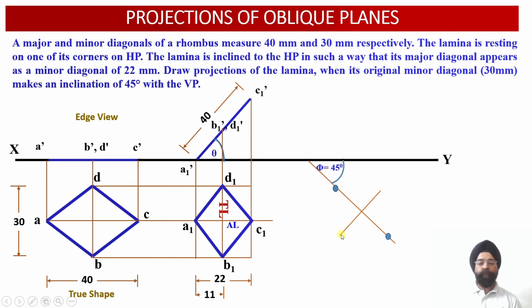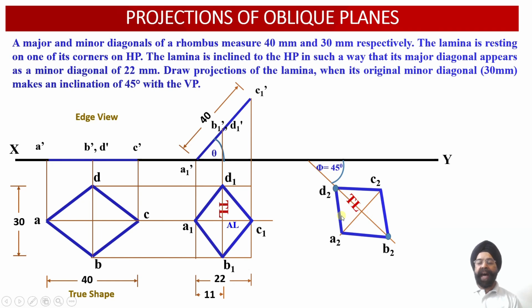So all the 4 points have been located in such a way that the original minor diagonal of 30 millimeter, B1 D1, will be located over here. So now we have reconstructed this figure in such a way that the true length of the minor diagonal has been located onto this orientation line. Now we can mark the points A2, B2, C2 and D2 onto the plan projection view.